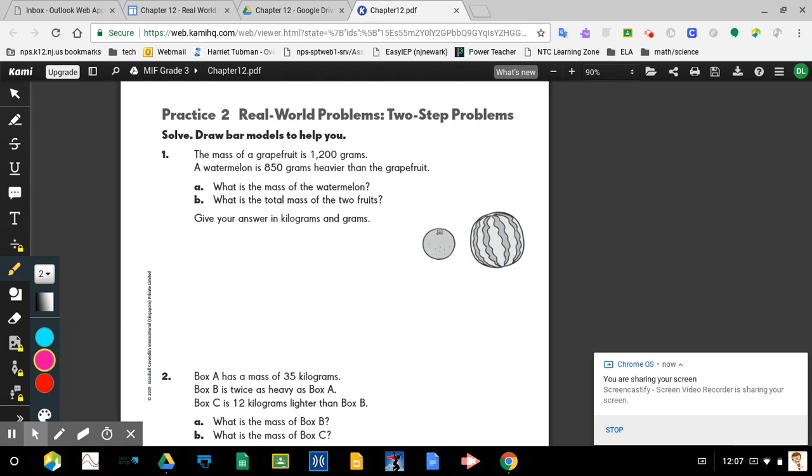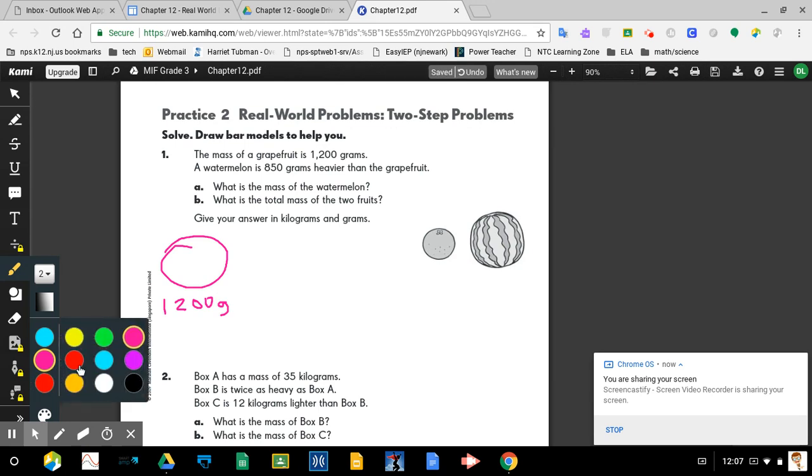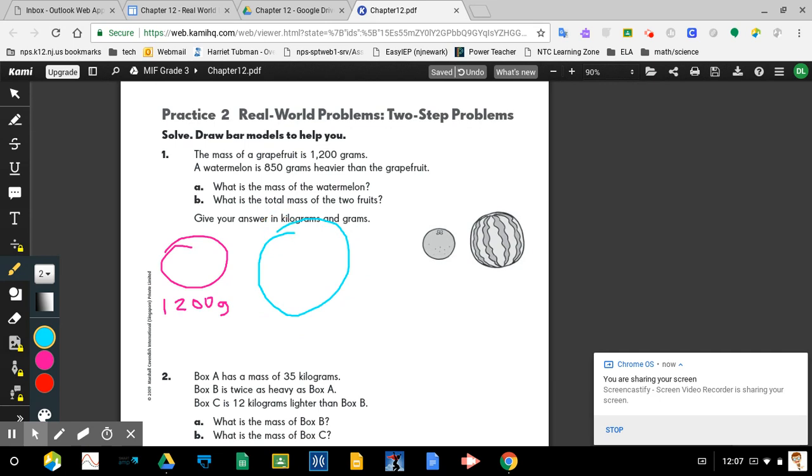So what I want to do is I want to draw a grapefruit. I'm going to label that 1,200 grams. A watermelon is 850 grams heavier than the grapefruit. So if my watermelon is heavier than the grapefruit, my watermelon is going to be bigger than my grapefruit. Now, I don't know how much my watermelon weighs.